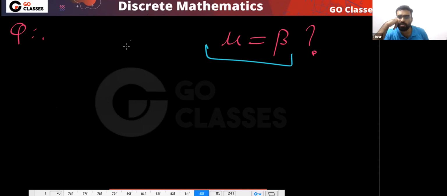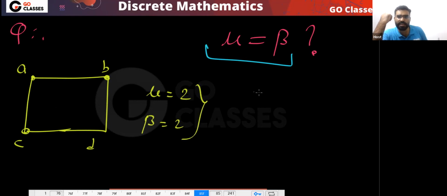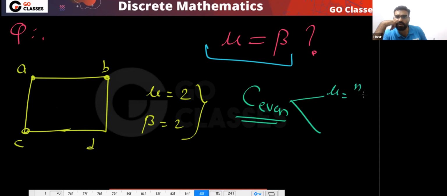Complete graph? No, no, complete graph is not correct. Cn with even vertices, yes, this will work. A, B, C, D. Here you can notice μ will be 2 and β is also 2. If you notice C even, then μ is n by 2 and β is also n by 2. So both are actually the same.